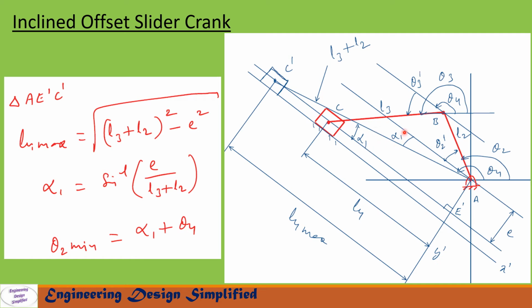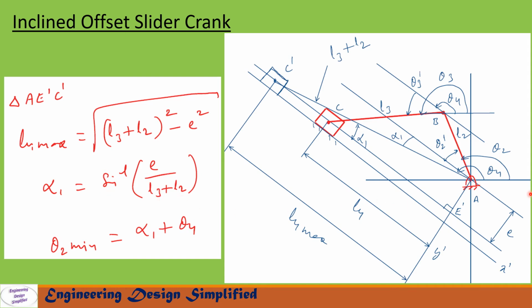Since this is alpha 1, this is also alpha 1. So from this right angle triangle C prime E prime A, we can write L4 max equal to square root of (L3 plus L2) square minus E square. So similarly from this right angle triangle again, alpha 1 can be written as alpha 1 equal to sine inverse of E by (L3 plus L2).